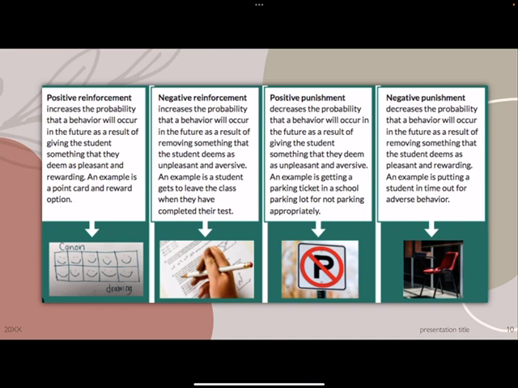Positive punishment, example: decreases the probability that behavior will occur in the future as a result of giving the student something they deem unpleasant. So you're giving them something that they don't like. Oppositely, negative punishment is removing something that they actually like, so taking something away. So I just want to make sure we touched on those.